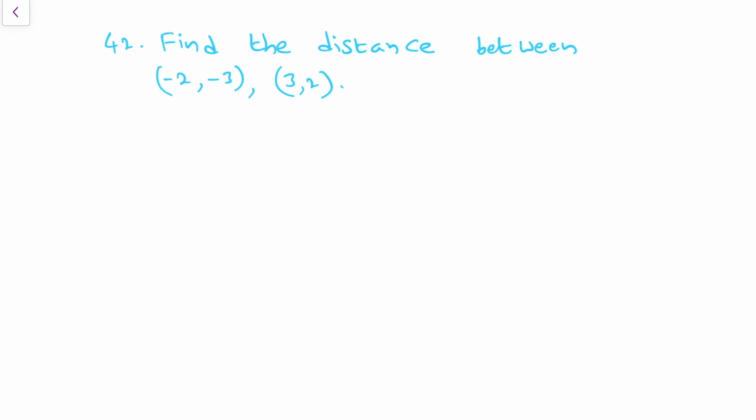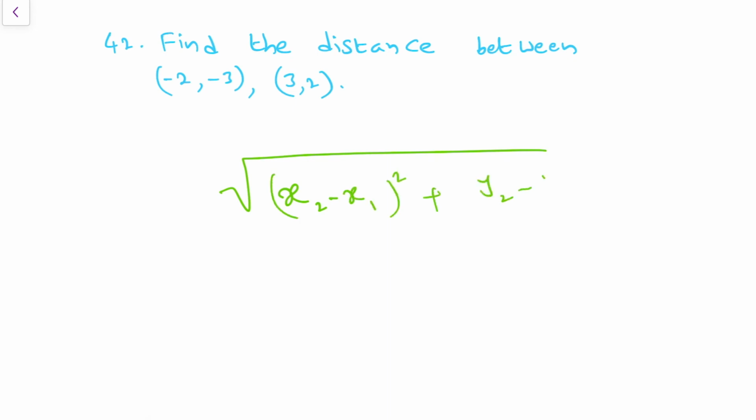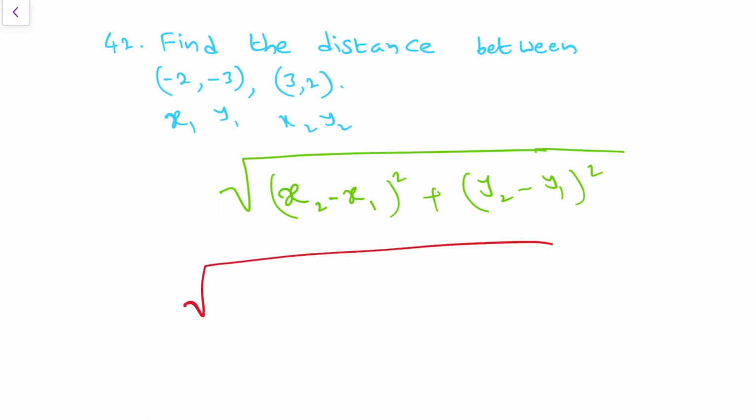Next, find the distance between the given 2 points minus 2, minus 3 and 3, 2. So what is the formula for finding the distance between two given points? The formula is under root x2 minus x1 whole square plus y2 minus y1 whole square. So this is x1, y1 and this is x2, y2. Let us substitute in the formula now. Under root, x2 is 3 minus x1 is again minus 2 whole square plus y2 is 2 minus y1 is minus 3 whole square.